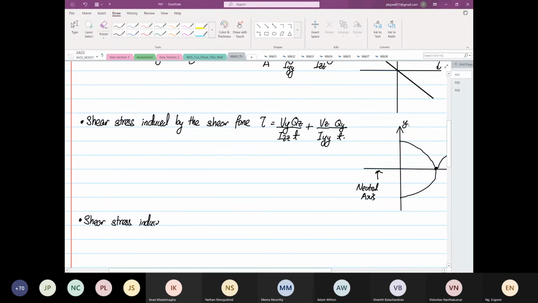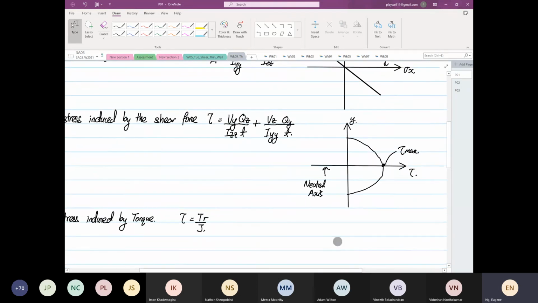So the next one is shear stress induced by torque. I hope you all know the difference between moment and torque. If not, later on I'll explain. So shear stress due to torque is equal to Tr over J. Can someone tell me how the distribution looks like? Anyone? Zero at the center and increases linearly with radius. Yeah.